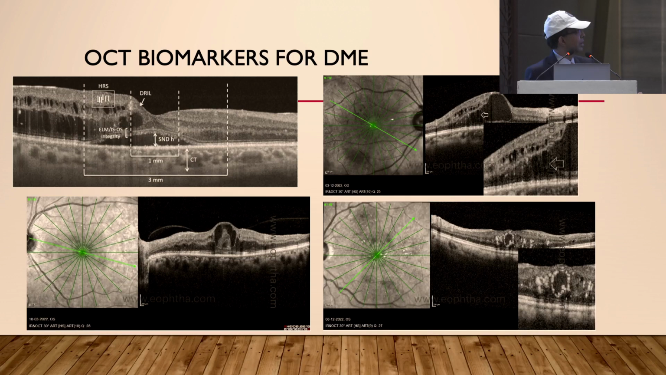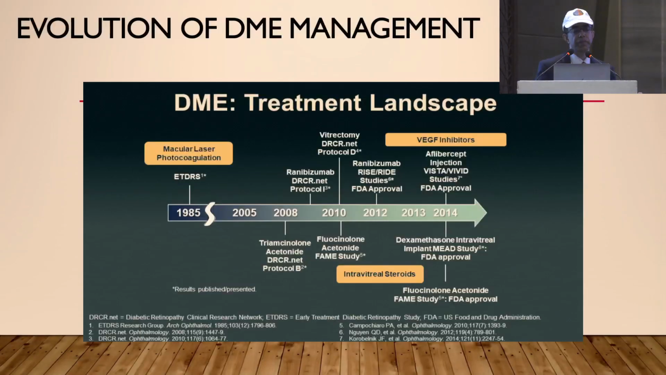and DRIL, and a sub-neurosensory detachment, and also the ISOS integrity, and also the choroidal thickness. In fact, the choroid is becoming more and more important, and not only choroidal thickness but also choroidal vascularity index, which I won't go into detail, but it is also becoming very important in management of DME.